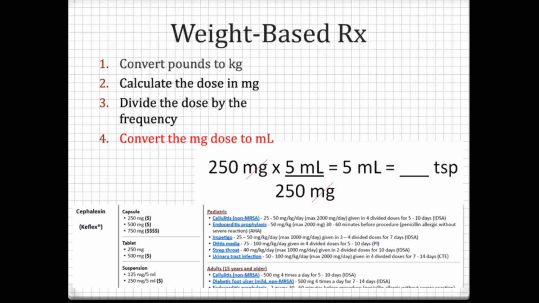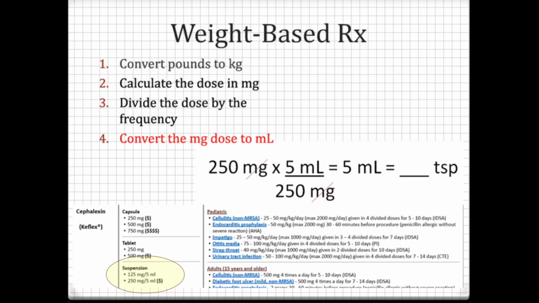Next and last, we have to convert our specific dose from milligrams to milliliters using the concentration of the medication that we are prescribing. So we see that for cephalexin, we can choose from a 125 milligram per 5 mL concentration or a 250 milligram per 5 mL concentration. How do we choose? Well, we look at the amount we have to dispense.